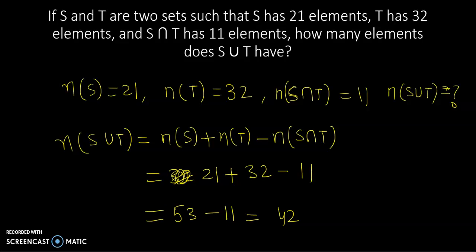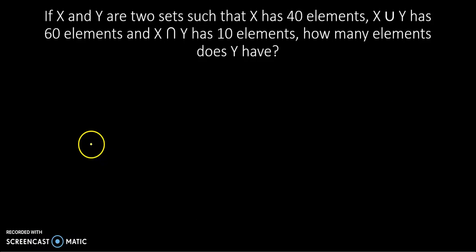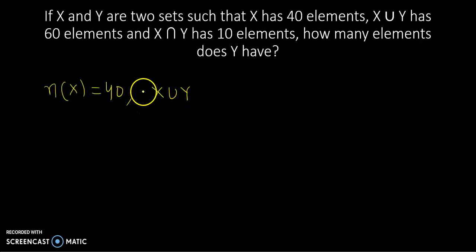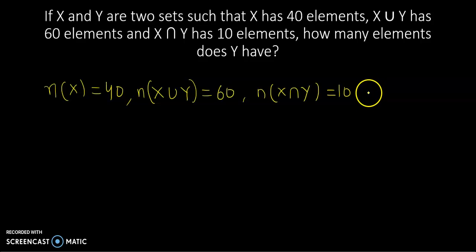Let's see one more example. If X and Y are two sets such that X has 40 elements, X union Y has 60 elements, and the number of elements in X intersection Y is 10, then I have to find how many elements are there in Y. This is exactly what I want to calculate.